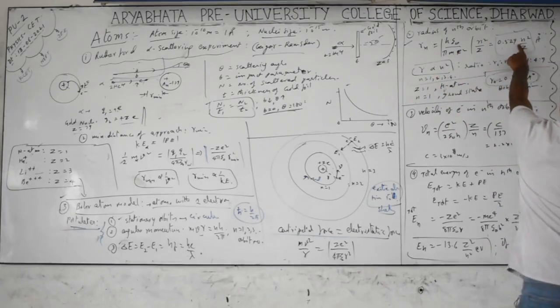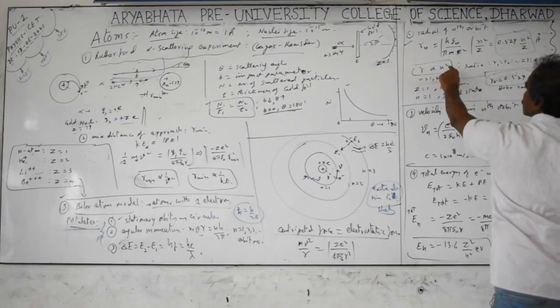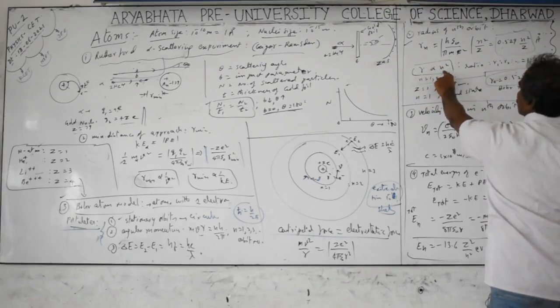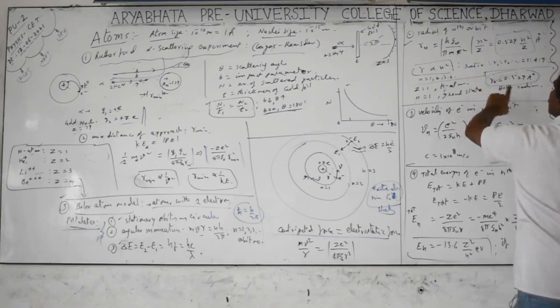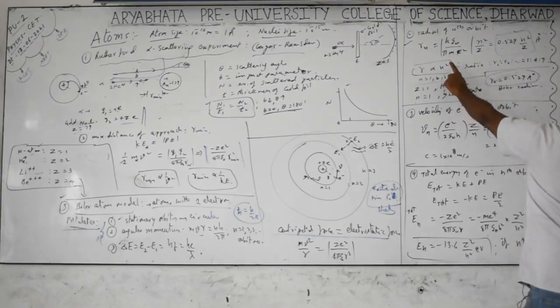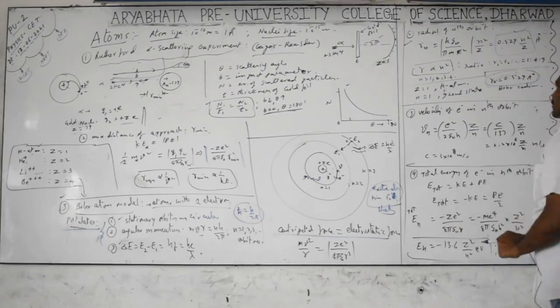And as n increases, the radius also increases, but not in a linear fashion. r is proportional to n square. n equal to 1 is the ground state, n equal to 2 is the first excited state, n equal to 3 is the second excited state. So the ratio of the radii, which they will ask you, is equal to n square: 1 square, 2 square, 3 square, 4 square, that is 1, 4, 9, 16. Like that you will get the relations. The ratio they will ask you, check that.